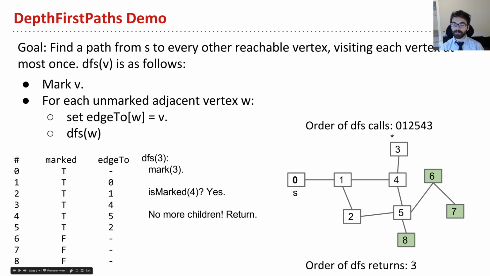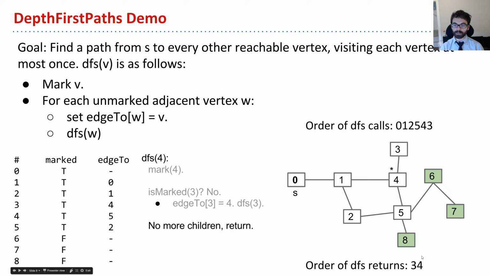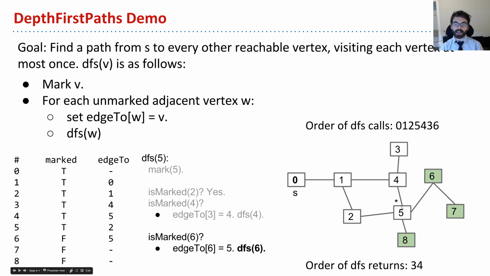Okay, at that point, we return from DFS of 3. I'm just noting it here. This is the first one that actually gets done. This is the first thing that we've explored fully. Okay, now we're back from 4. We've explored fully. We get back down to 5.